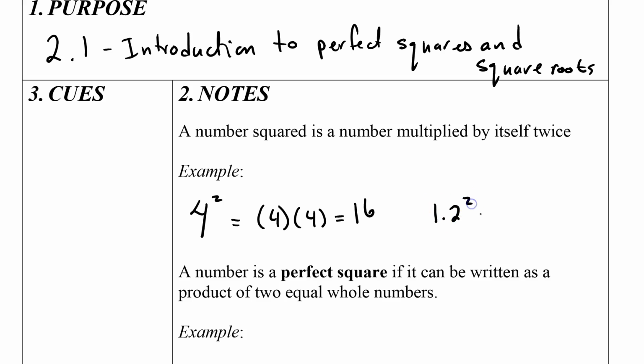1.2 squared is just 1.44. So you can square anything. You can square whole numbers, you can square negatives, you can square anything.